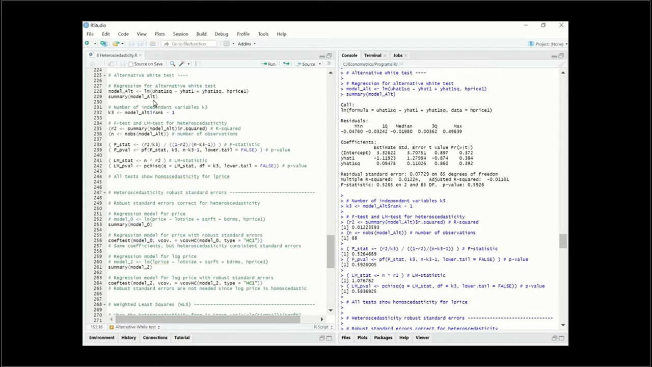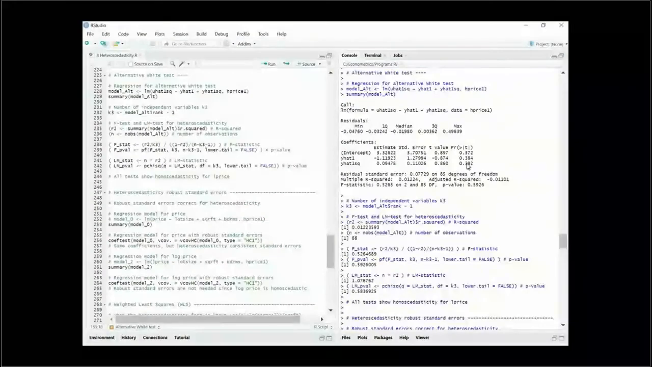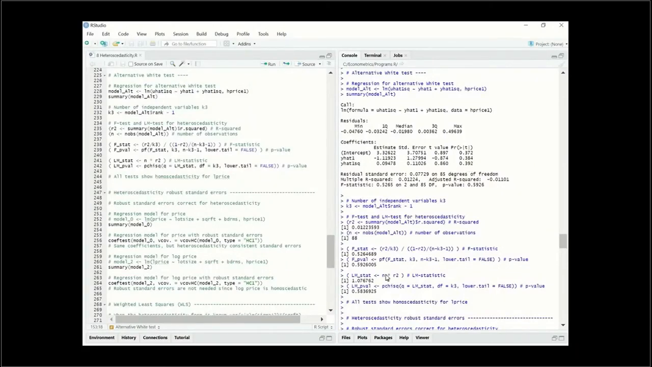And we're doing exactly the same calculations here. If you look at the F statistic and the p-value for it, and the LM statistic and the p-value for it, these p-values are greater than 0.05. So again, we have the results of homoscedasticity for the log of price. So these coefficients here are not significant individually, and then we also have these tests here showing that we have homoscedasticity for log of price.